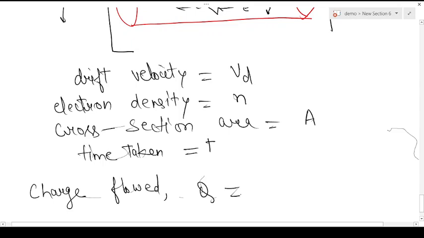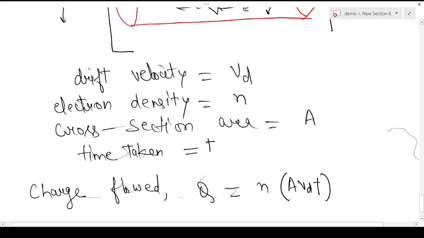To calculate the charge, we have to find the total number of electrons. How many electrons will move from right to left? We know the electron density n, which should be multiplied with volume. But here we have cross sectional area and no length, but we have drift velocity. Velocity is length per unit time, so when we multiply area and drift velocity, we get volume per unit time. When we multiply this with time, we get the volume. So A into Vd into T will be the volume.